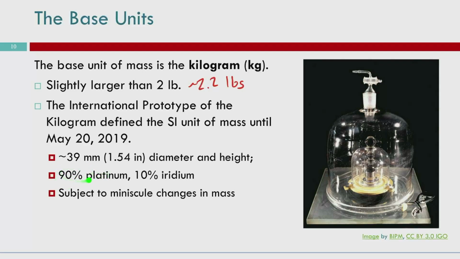It was 90% platinum and 10% iridium. So if you wanted to own a copy of the kilogram, platinum is very expensive, iridium also expensive. Alloying them together, I imagine, takes a lot of skill. The problem with basing it off of this is that they use this particular blend because it doesn't lose mass very much.